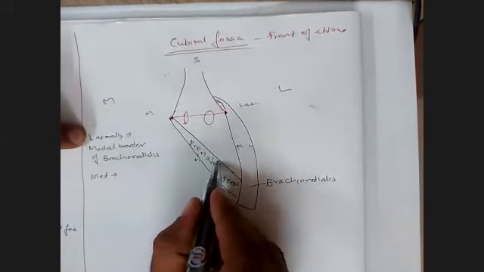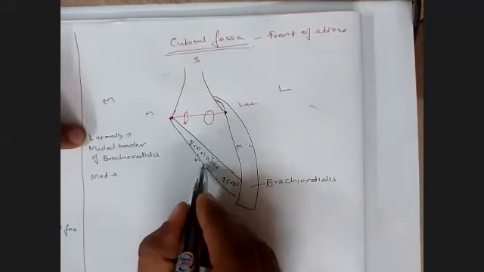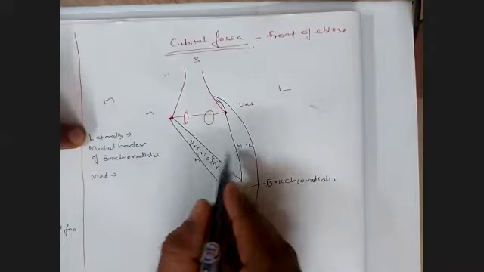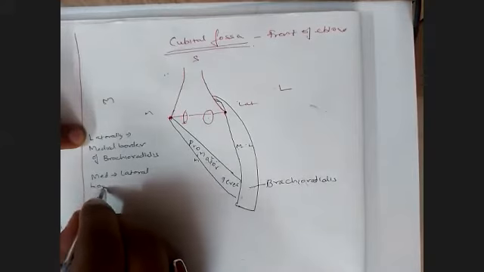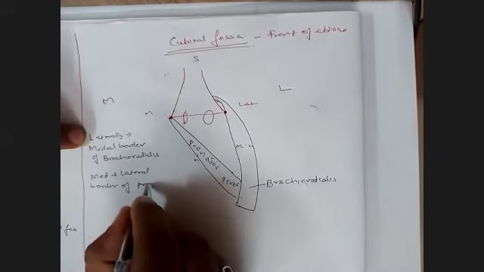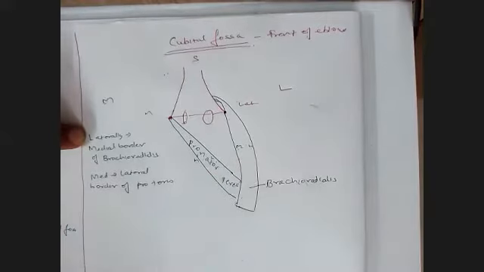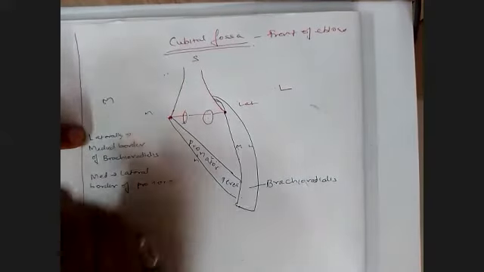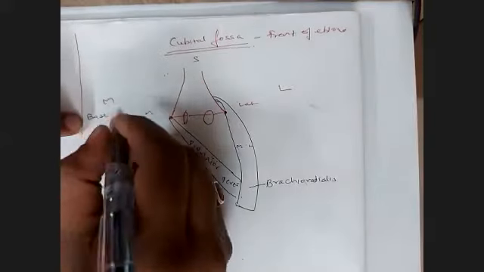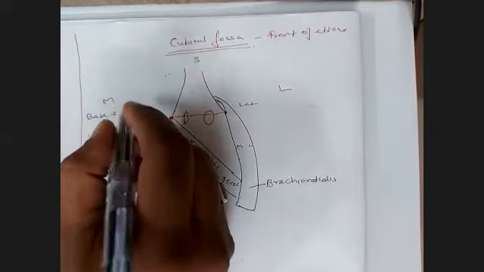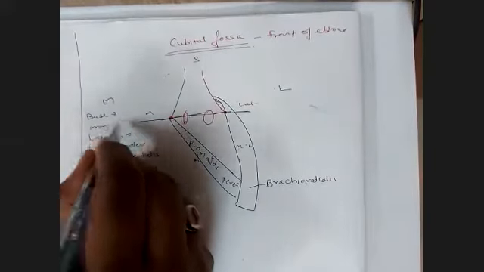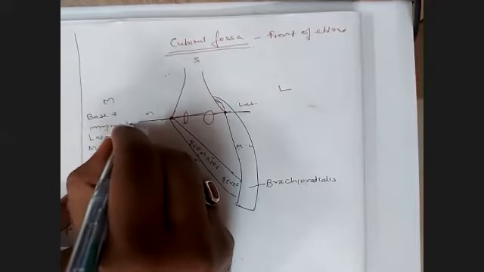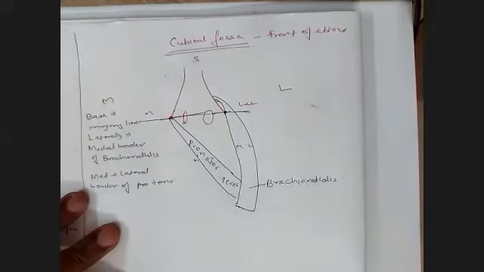Medially is the lateral border of pronator teres. Pronator teres, this is the medial border, this is the lateral border. So medially is the lateral border of pronator teres muscle. Base is formed by an imaginary line passing in front of the two epicondyles. So this imaginary line passing through the two epicondyles forms the base. Okay.